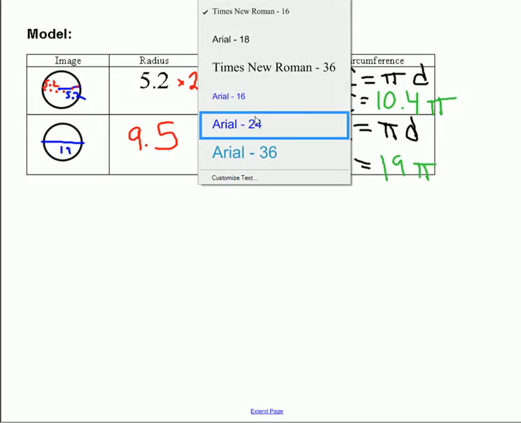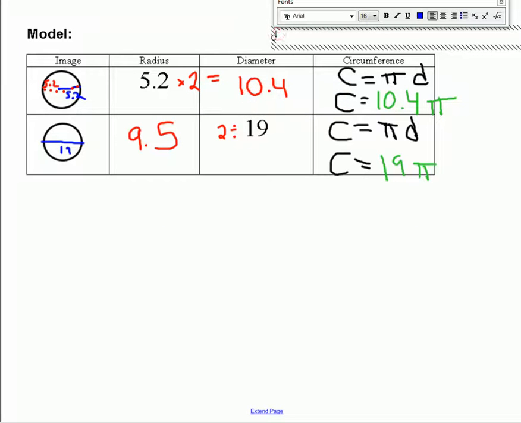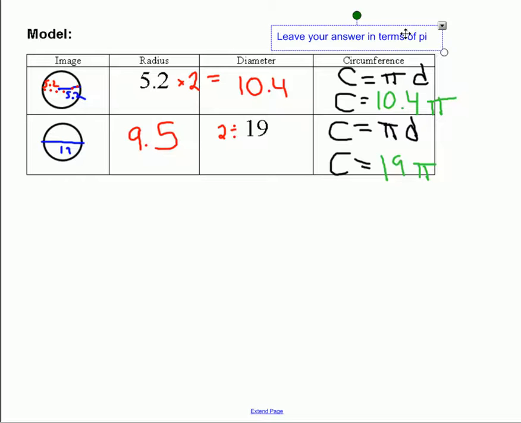Again, I'm leaving these answers. I'm going to type it out for you. Leave your answer in terms of pi. They can either write pi like pi, and that's how you spell it. I didn't misspell it. It's not like apple pie, it's just pi. Or they can write the symbol in terms of, and then write the symbol for pi.